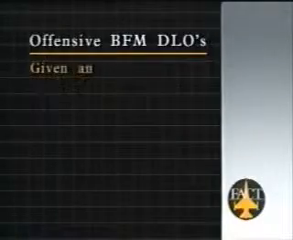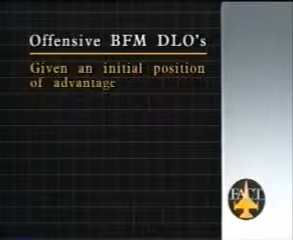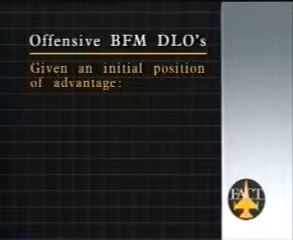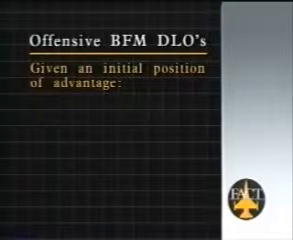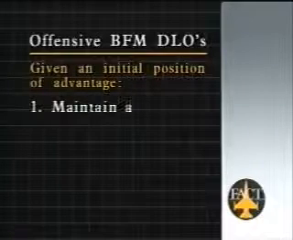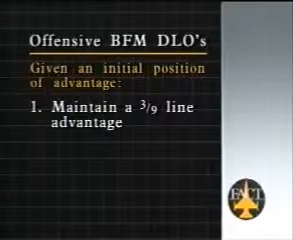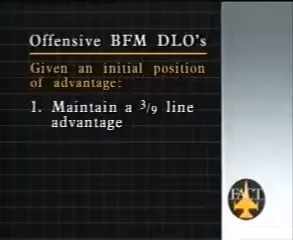We just talked about basic terms and definitions. Now let's talk about offensive BFM. Here are the offensive BFM DLOs. Given an initial position of advantage, given you start behind the guy in an offensive position, the first objective is to maintain 3-9 line. That's pretty intuitive. We start behind him, let's stay behind him.